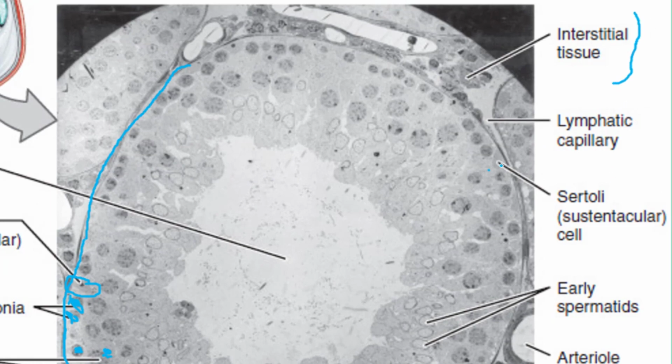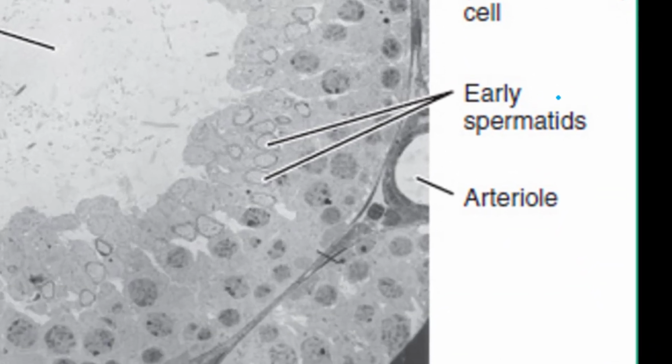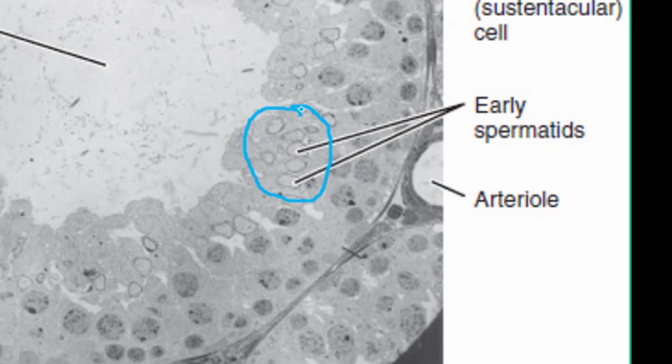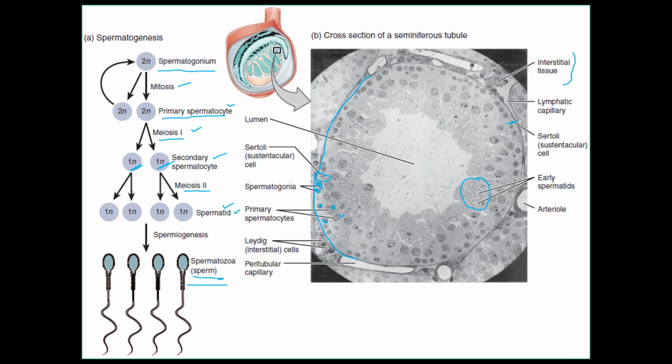And here also you can see there are different types of Sertoli cells. And in this particular area, you can see the early spermatids, and the process continues. You can see some of the different structures that we were discussing in this picture, and this is taken from a microscope. This is how it looks under the microscope. So that completes our understanding of the gametogenesis in male, or spermatogenesis.